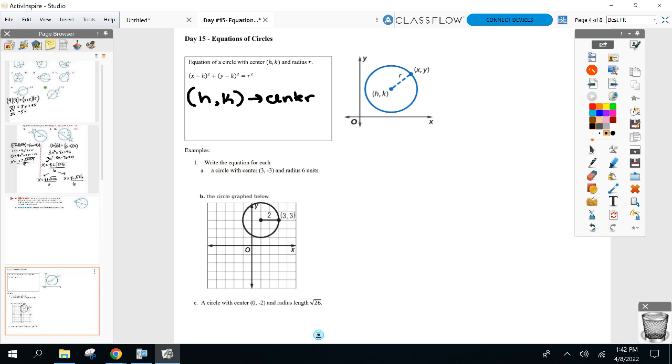All right, there'll be numbers plugged in, and I'll pull those numbers out, and that will tell me what the center of the circle is. The second most important piece is the r squared. What do you think r represents? We're in a circle. Radius length.